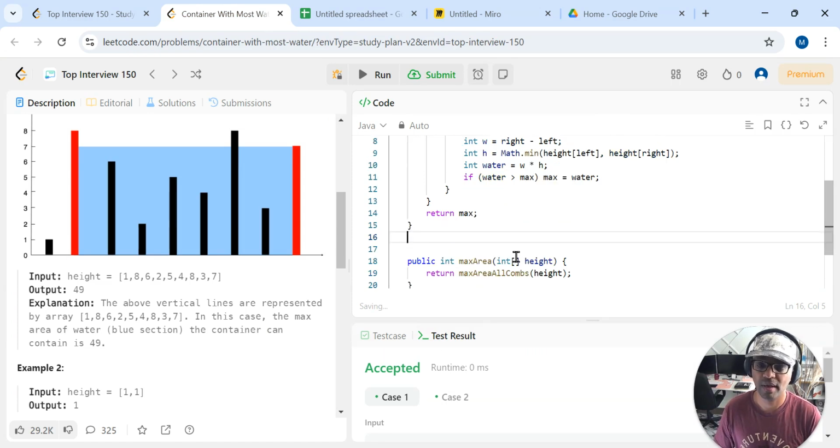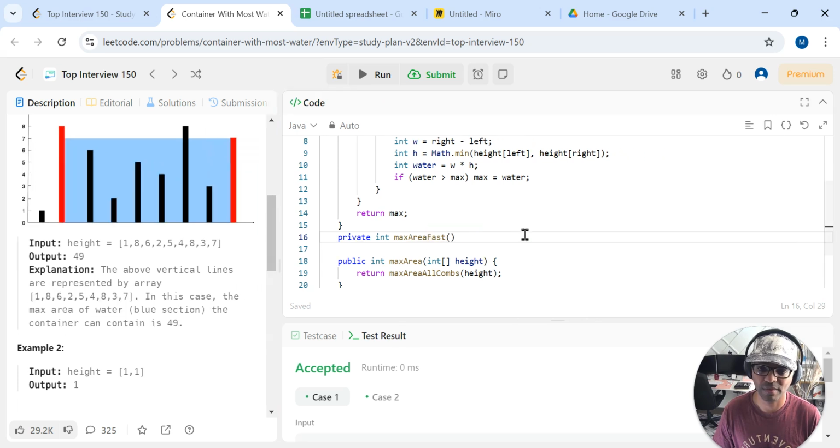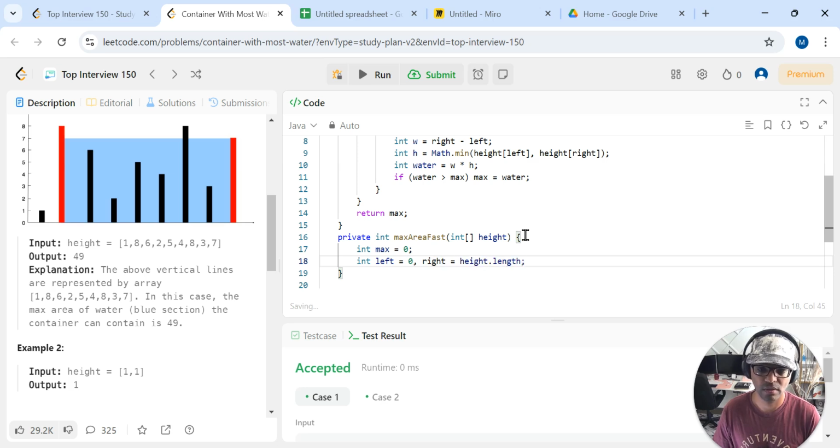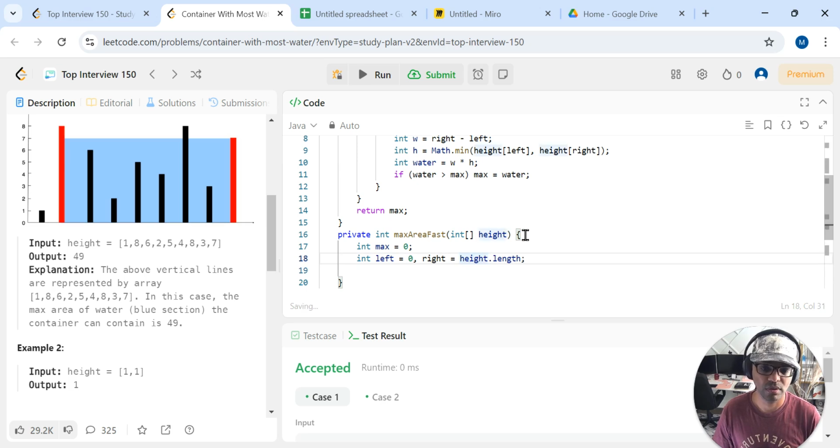So let's try to implement that. A private int max area. Let's call it fast. I've used that terminology before for lack of a better name. And then we say int height. So what are we doing? Well, we still want to keep track of max. And we start with left equal to 0 and right equal to height dot length. Oh, sorry, height dot length minus 1, the last index, not dot length.